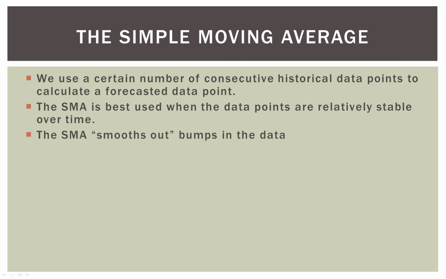The simple moving average smooths out bumps in the data. So if there are bumps and hills and small variations in the data, the simple moving average will smooth that out evenly.